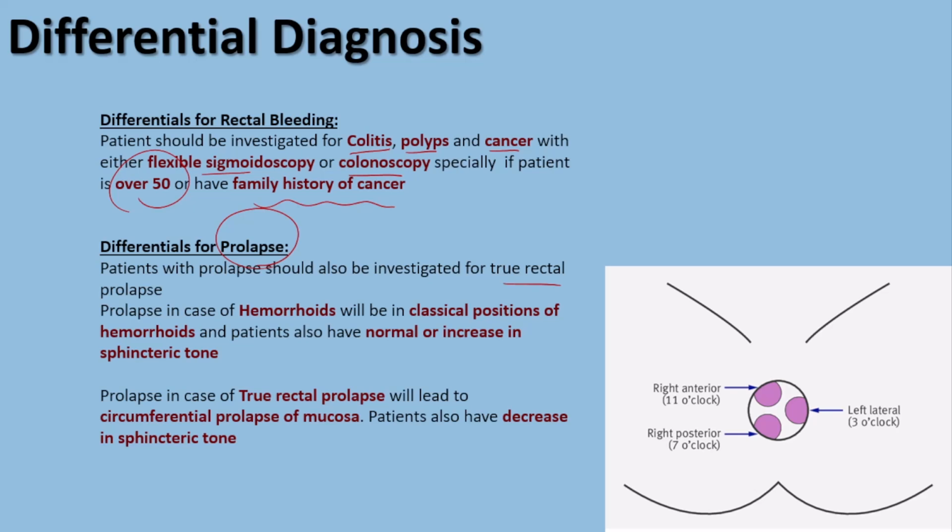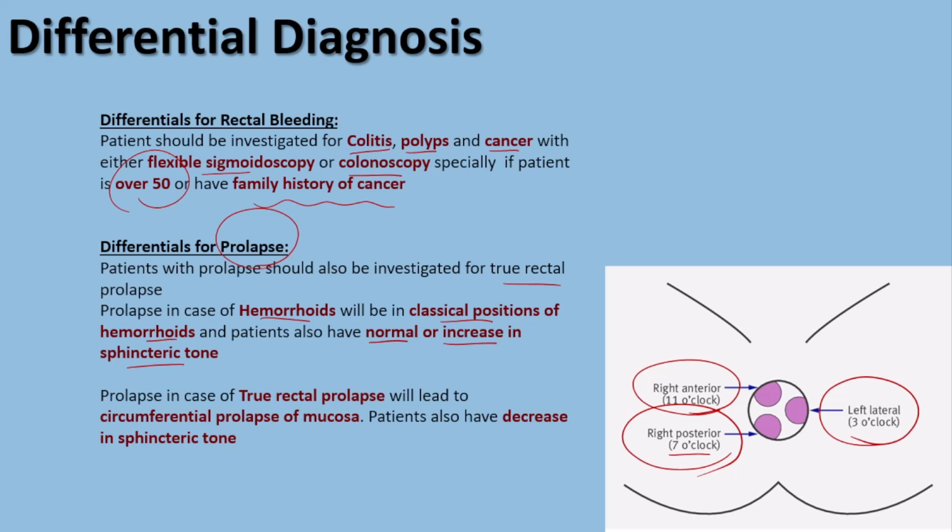Now, what are the differences between true rectal prolapse and prolapse in case of hemorrhoid? In case of hemorrhoid, you are going to see prolapse in the classical positions of the hemorrhoid. So you will have right anterior at the 11 o'clock position. You can have prolapse in the right posterior position at 7 o'clock. And the patient can also have it in the left lateral at 3 o'clock position. Also note that with prolapse, the patient will have either normal or increased sphincter tone of the anal region.